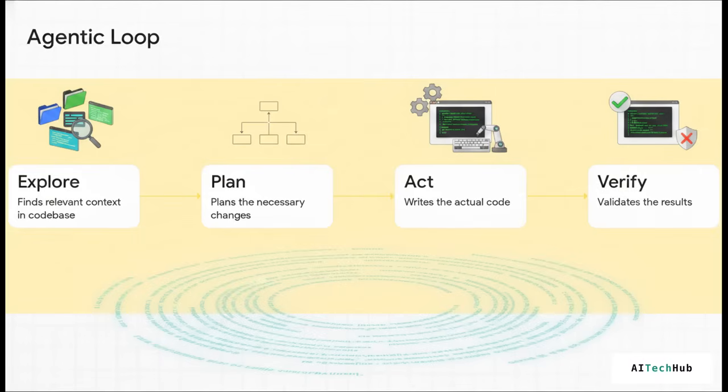So how does it actually execute on that? Well, it uses that exact same core agentic loop we covered in our Claude Code Explainer. When you hit it with a prompt, it doesn't just start blindly spitting out code. First, it explores your code base to grab all the context it needs. Second, it plans out the necessary changes. Third, it acts. It writes the actual code. And fourth, it verifies those changes to make sure they didn't break anything. It is a continuous, self-correcting loop.